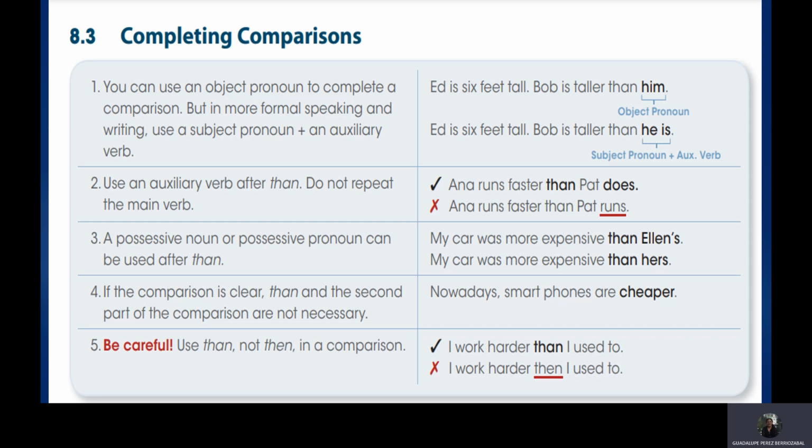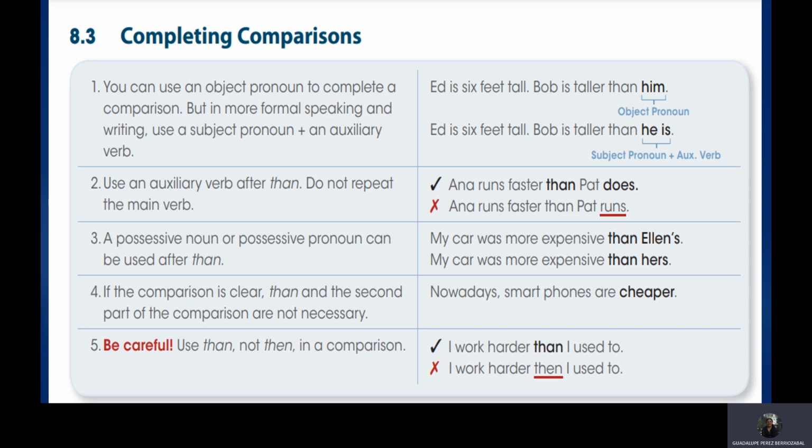Also, it is possible to use a possessive noun or a possessive pronoun, and then we can use than. So, my car was more expensive than Ellen's. My car was more expensive than hers. So, in the first, the meaning is mi carro fue más caro que el de Ellen. In the second, mi carro fue más caro que el de ella.